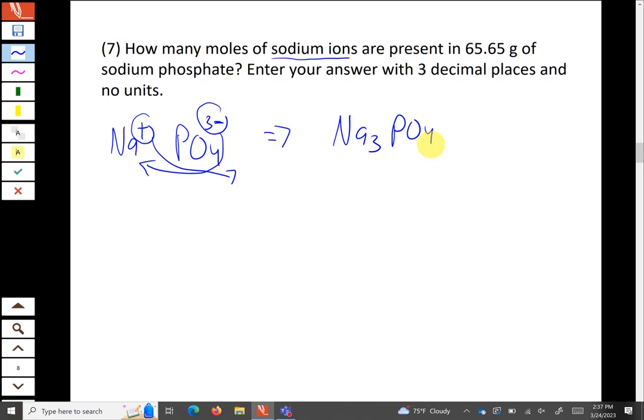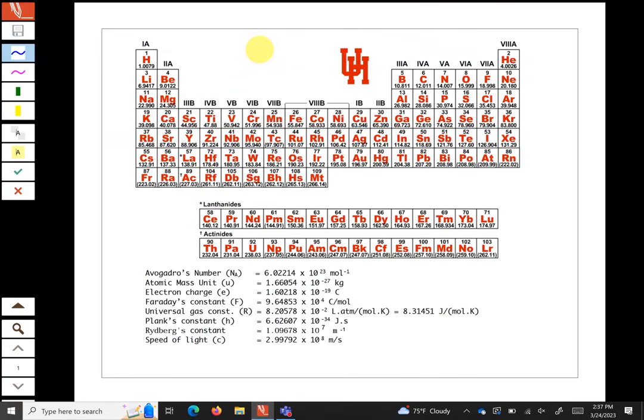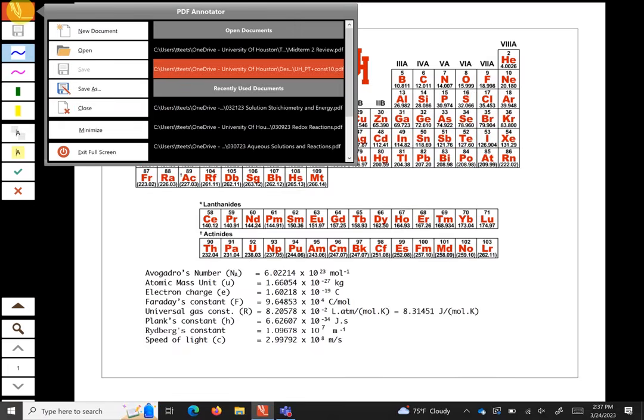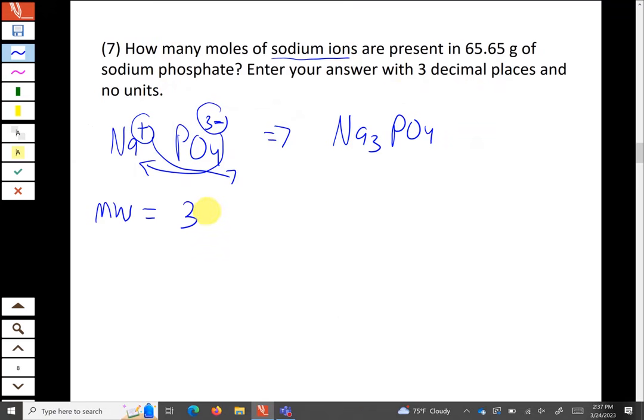So if we're going to do a mass to mole relationship, we're going to need the molar mass of this compound, which is just the sum of all the atomic masses. And so we have 3 sodiums in the formula, and the atomic mass for sodium is 22.99. It's that number below it on the periodic table. So we have an atomic mass of 22.99 for sodium.